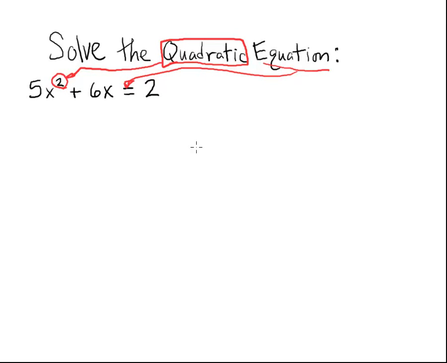So in an equation, if the largest exponent is a 2 and it's got an equal sign, you have a quadratic equation. So we can solve this thing in several different ways. The fastest way is to factor. That's the fastest way, so let's actually try that first real quick.